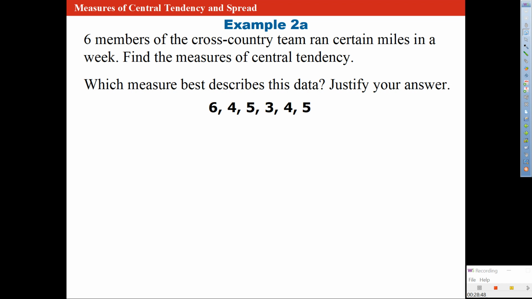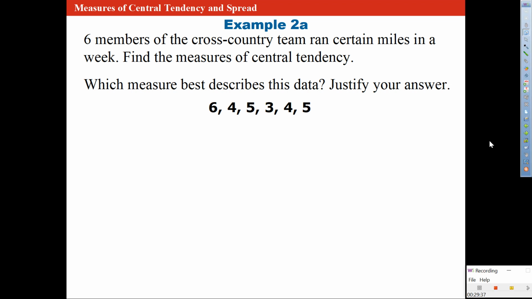Now here goes the problem. Here's the problem stated. 6 members of the cross-country team ran certain miles in a week. Find the measures of central tendency. So you're going to do that, and then answer the questions at the end. All right? So you don't have to copy the problem, but copy the data and do the work. And then I want you to, for this one, talk it over with your neighbors and see which measure is the one that describes this according to that problem. Okay? I'll give you some time. Go.